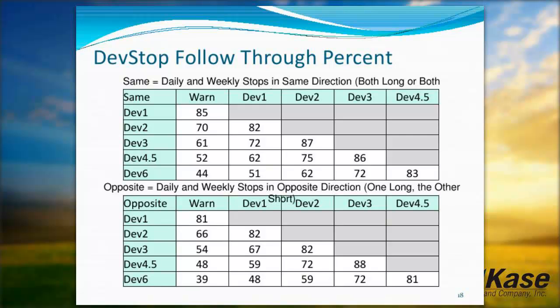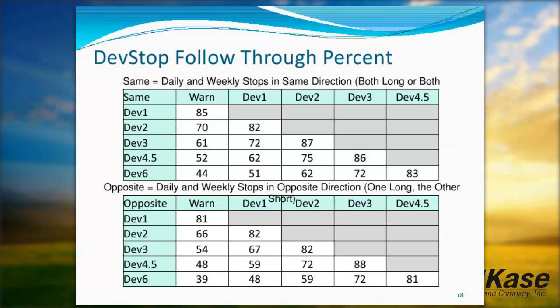Again, I apologize, my PowerPoint got messed up when I imported it here. But what this shows us is when the stops are hit. This table on the top is the daily and weekly, where both the long and short stops are in the same direction, meaning we're pretty much in a trend in one direction or the other. When the warning line is hit, there's an 85% chance of hitting Dev 1, a 70% chance for Dev 2, a 61% chance of Dev 3, and so on and so forth for Dev 4.5 and 6, which are 4.5 and 6 standard deviations.